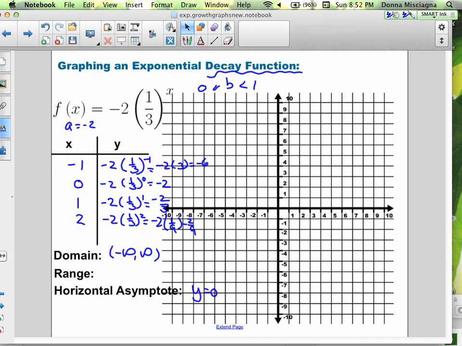Let's graph that. I'll graph it in yellow. That'll show up nicely on the black there. And don't cross that line. This time we're reflected over the x-axis again. So we're going to graph -1, -6. Now this one's decay, so we're going to grow towards our horizontal asymptote, towards the x-axis. And then we have 0, -2, and 1, -2/3, and then 2/9, right?